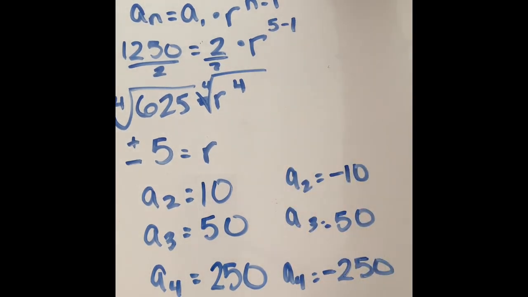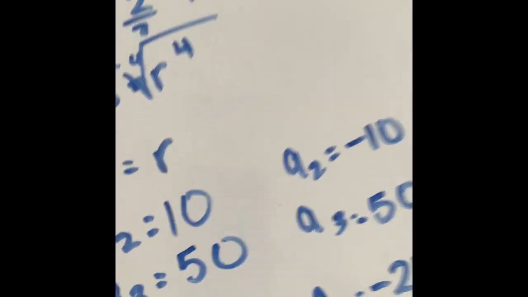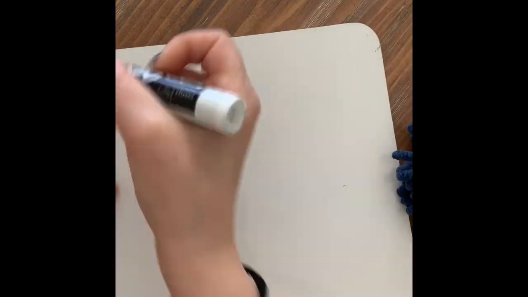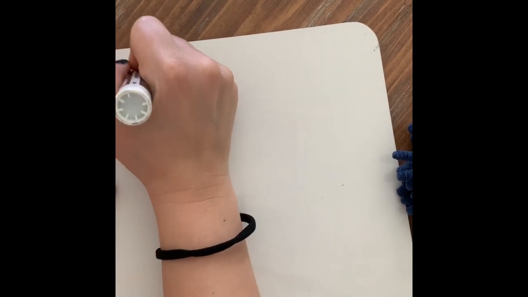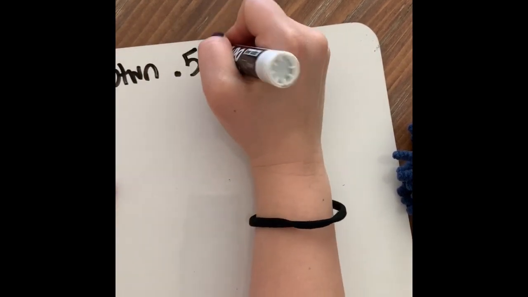Okay. We have one more example like this, and then we'll move on to the next type. So it says find 4 geometric means between, so we want 4 between 0.5 and 512.